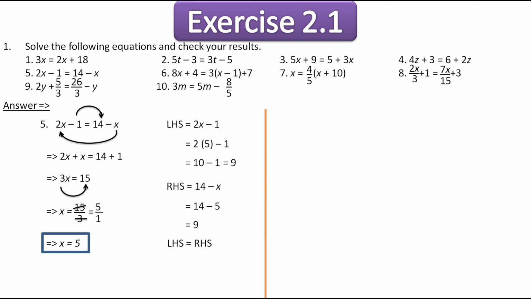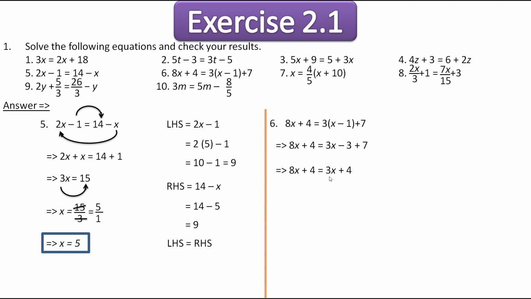Now let's solve the sixth one, that is 8x plus 4 is equal to 3 in the bracket x minus 1, bracket complete, plus 7. Now here, as we have the equation with bracket, we have to solve it first of all. Okay. So 8x plus 4 will remain as it is, and this 3, as it is a bracket, we have to multiply this 3 with the whole bracket. So 3x minus 3 plus 7 is there. Now minus 3 plus 7 is equal to plus 4. Okay, now we have to shift the terms with the variables.